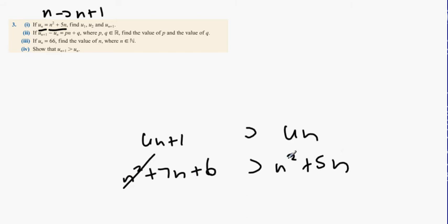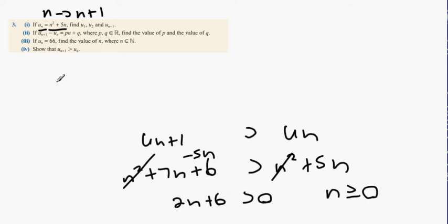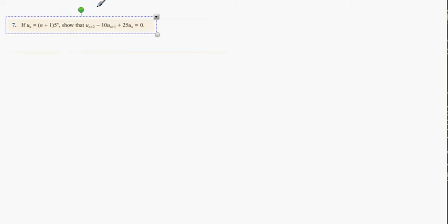Cross off the n squareds, then bring the 5n over to your side and take it away, and we're going to get 2n plus 6 is bigger than 0. It has to be bigger than 0 because n has to be greater than or equal to 0. Okay, so that's question 3. Moving on to question 7.